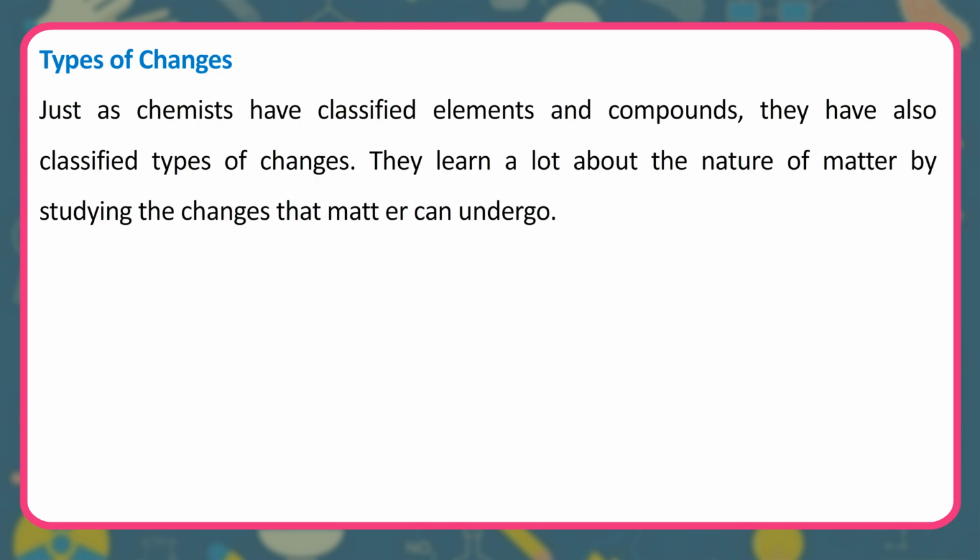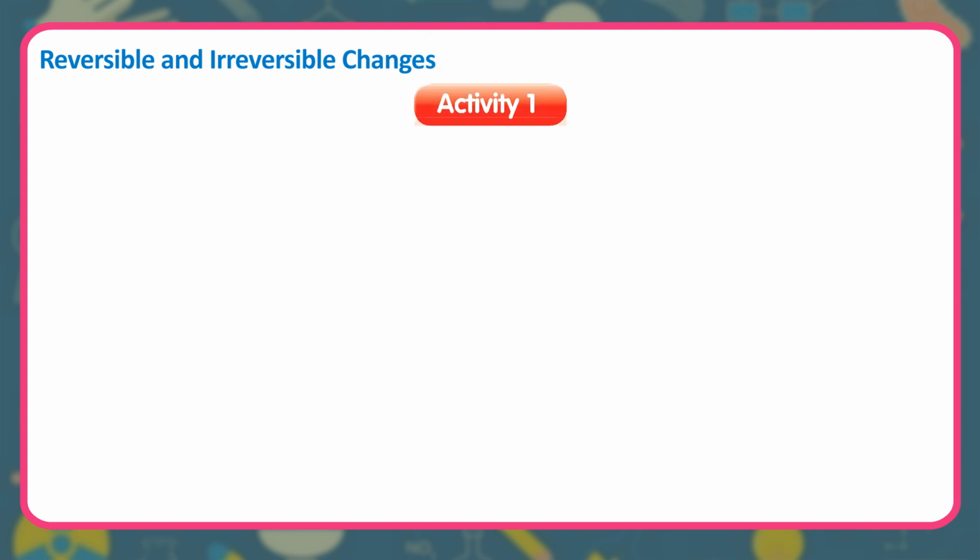Types of changes. Just as chemists have classified elements and compounds, they have also classified types of changes. They learn a lot about the nature of matter by studying the changes that matter can undergo. Reversible and irreversible changes. Activity 1.